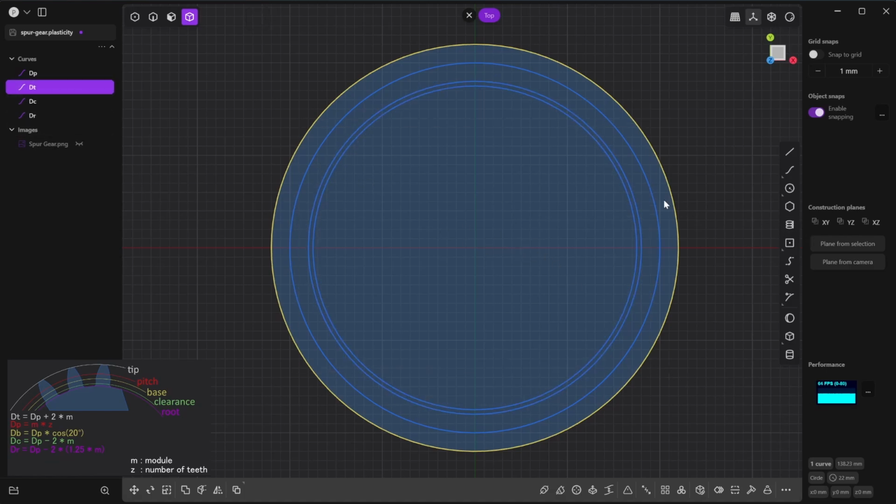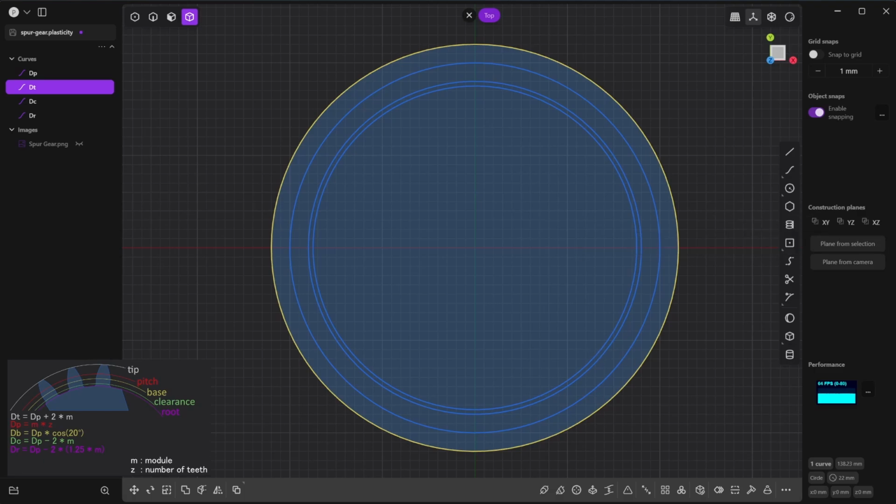The next diameter I'm going to calculate is the diameter of the base. And as I said, this is one of the most important diameters we will use to calculate the shape of each tooth. To calculate diameter of the base, we need to multiply diameter of the pitch by cosine of, in that case, 20 degrees. Why 20 degrees? It is the standard pressure angle of the spur gear. It usually varies from 15 to 20. For this tutorial, for simplicity of calculation, I'm using 20.